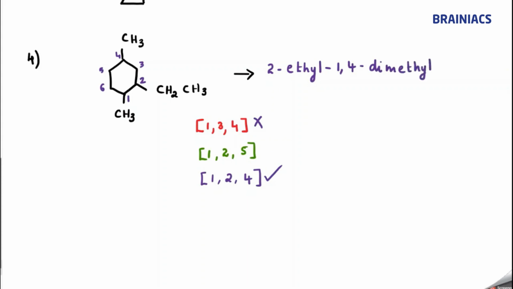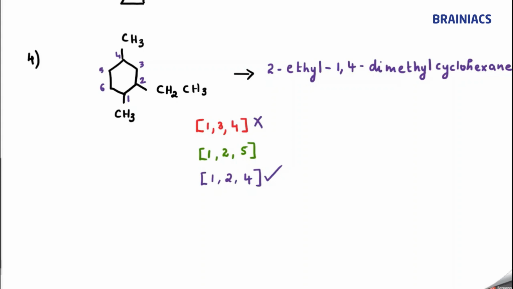So the secondary prefix is over, correct? Then comes the primary prefix cyclo, because the parent is a ring chain compound. So cyclo, correct? And now the word root, 6 carbon atoms are there. So we use the term hex, and all are linked through single bond, so we use the term ane. So I can say 2-ethyl-1,4-dimethylcyclohexane is the correct name of this compound.